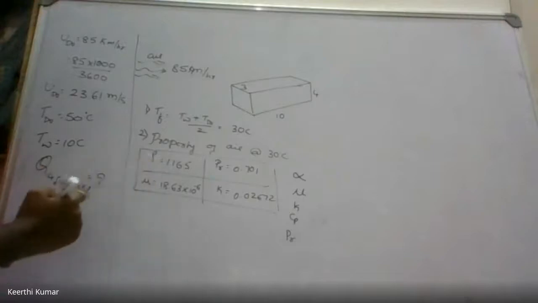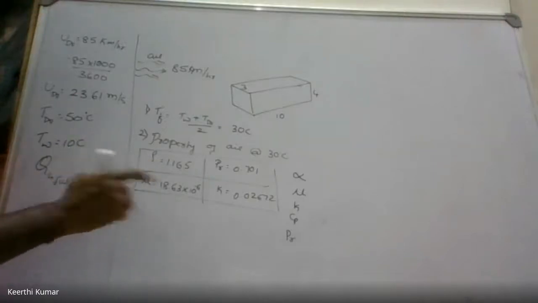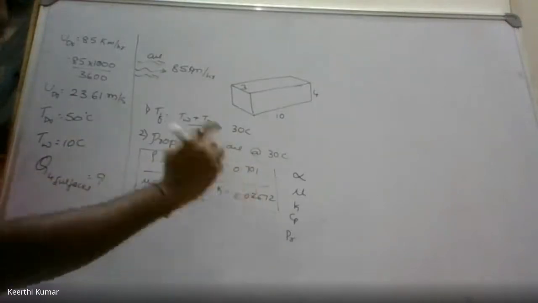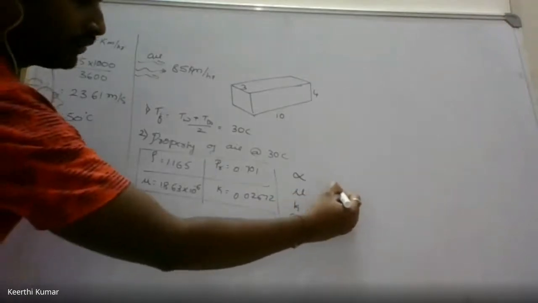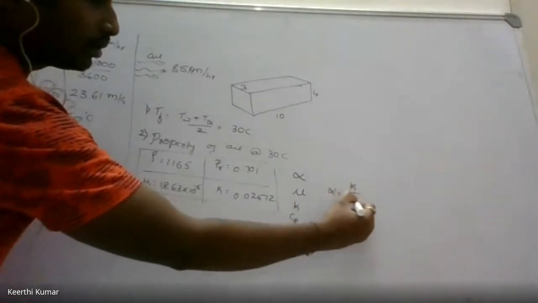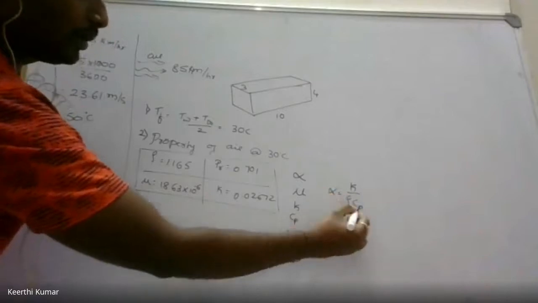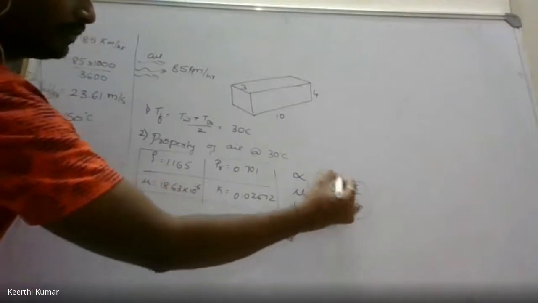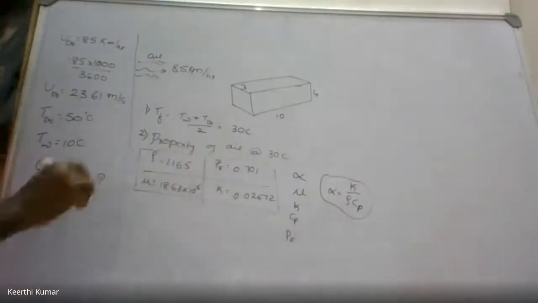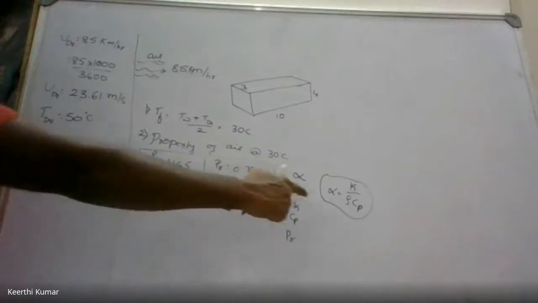We want rho. To take out rho, what is to be done? Either the kinematic viscosity should be given, or else he has given like this: alpha is equal to k by rho Cp. We know alpha is equal to k by rho Cp. Use this equation, take out rho from this and take the value of rho. Understood? So these are all the basic equations.